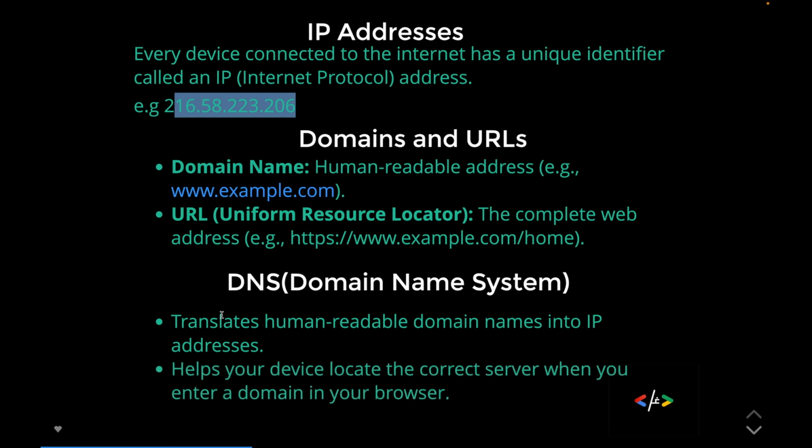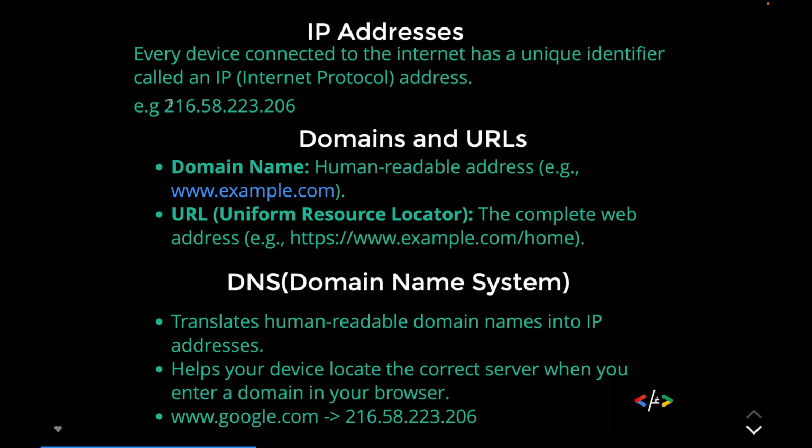So it helps your device to locate the correct server when you enter the domain in your browser, because you can't even remember the location yourself. The location is an IP address. So something like this I showed you the other time is actually the IP address of google.com. So let's copy this and check.